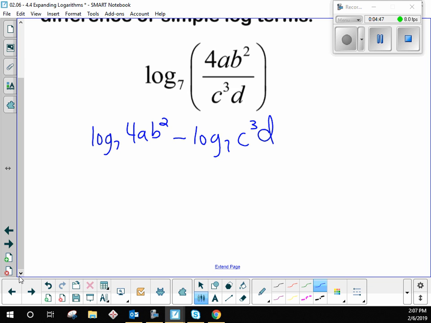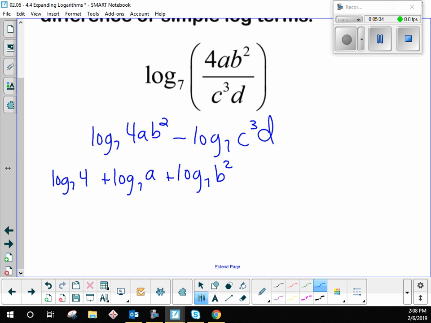How do you think I can break this up into what? Addition, right? Because that's how many things being multiplied right there? 3, a 4, an a, and a b squared. So that one log I can break up into three logs where they're each separate. So, using addition, right? If it's originally division, you make it subtraction. When it's multiplication, you break it up with addition. So this becomes log base 7 of 4 plus log base 7 of A plus log base 7 of B squared. So we expanded that one into three different logs.